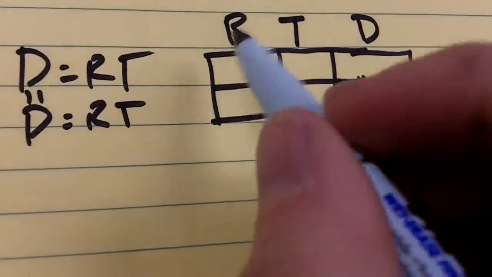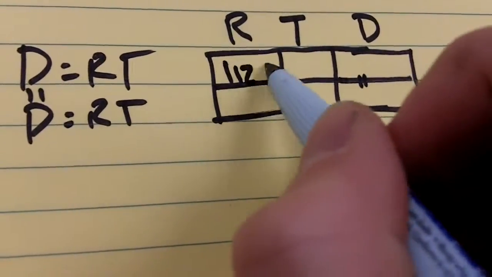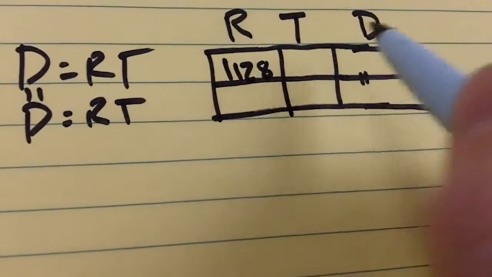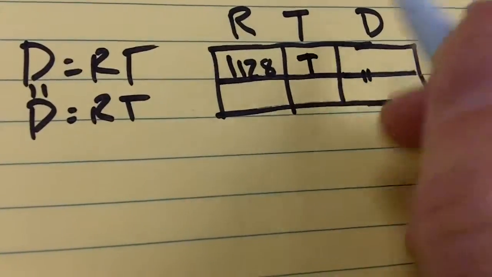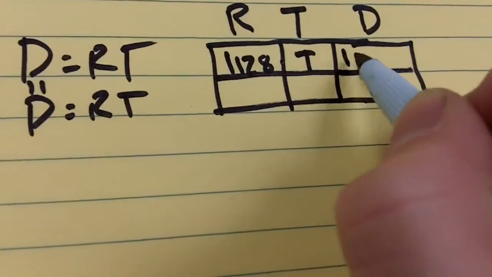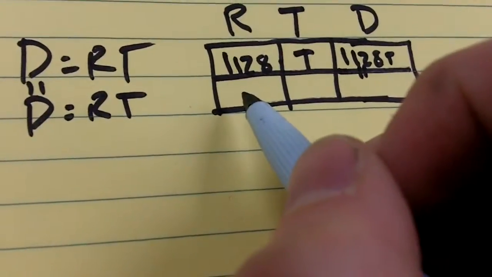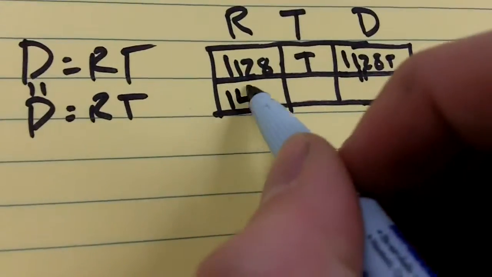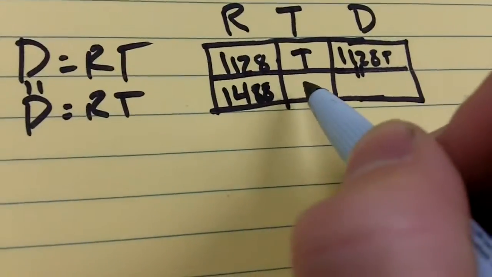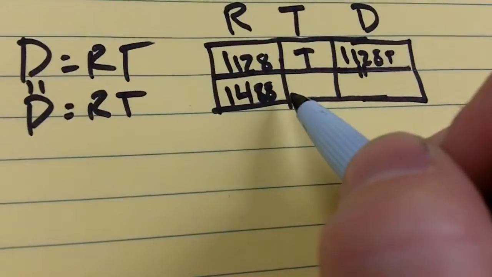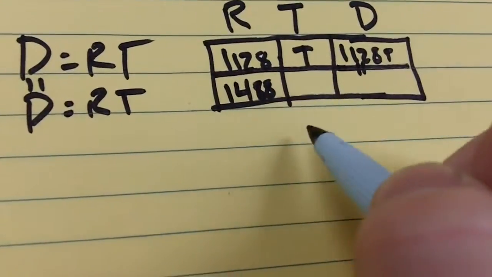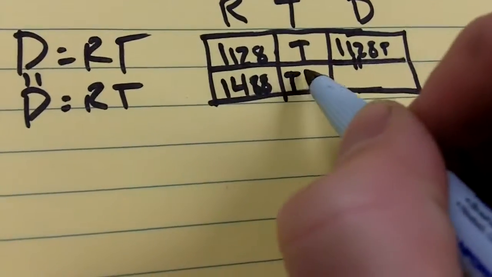It tells me the rate of the first train is 1128. I don't know the time, so I put T. Distance is just rate times time, so this is 1128T. The rate of my second train is 1,488. It says that this train left 1 hour later, which means I have 1 hour less to drive.